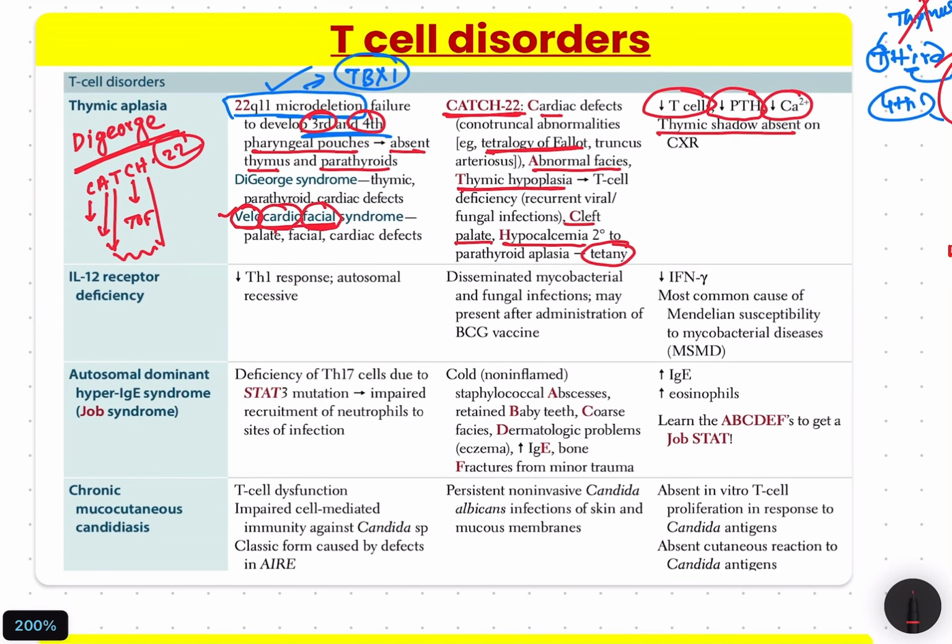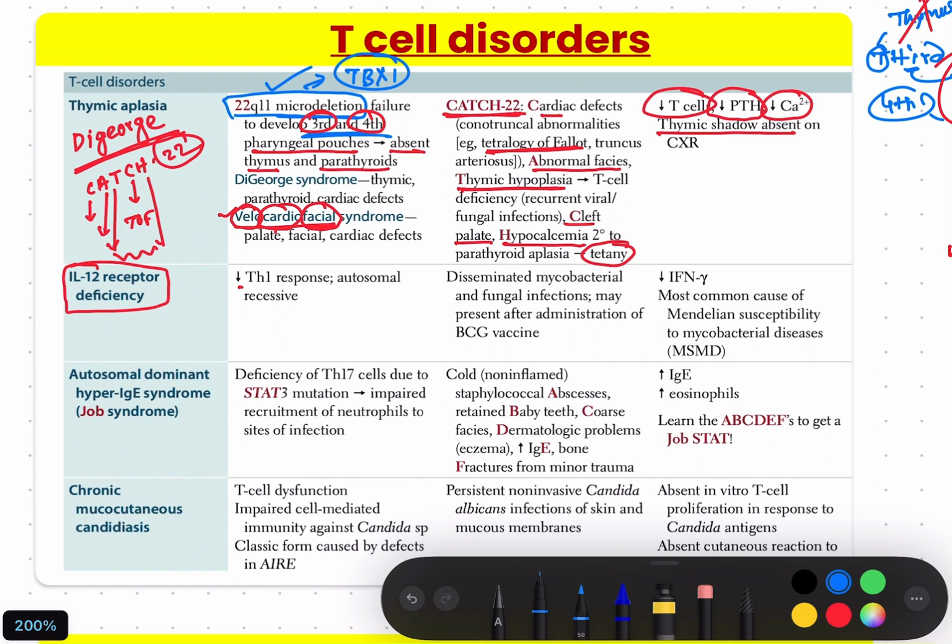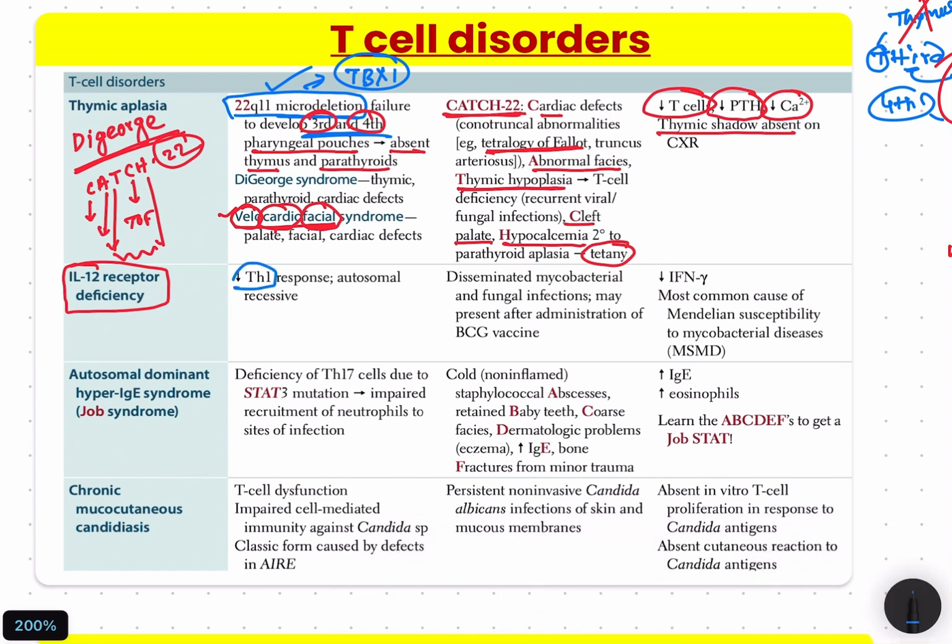Next what you have to remember is interleukin 12 receptor deficiency. It is because of the decreased T helper 1 response, and this interleukin 12 is responsible for interferon gamma production, and this interferon gamma is basically needed for granuloma. So please remember, this is the most common Mendelian disease which is associated with mycobacterial infection. So 12 is associated with TB. You can remember it that way.